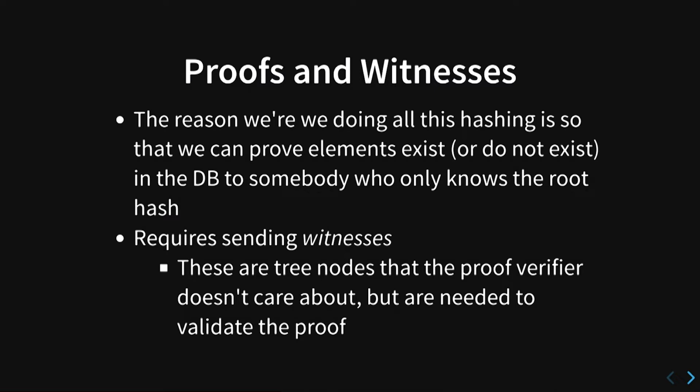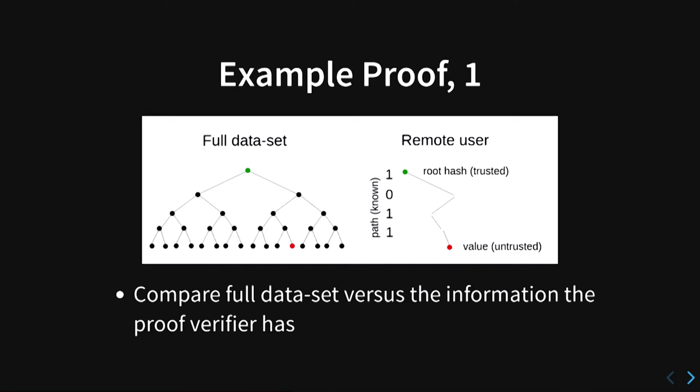So to actually support that, that's where the witnesses come in. Witnesses are sort of nodes or summaries of nodes that are sent along to a verifier purely so that they can verify the proof. They can verify this element that they do care about exists in the tree or does not exist, right? And they don't actually care about anything else from the witness, right? So it's just a portion of the proof. And I'll talk about exactly what that means now.